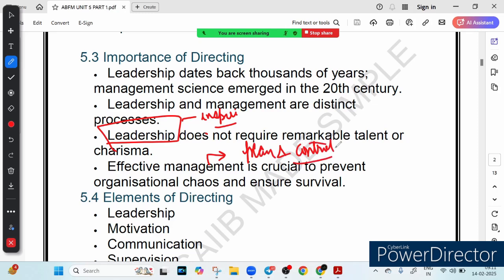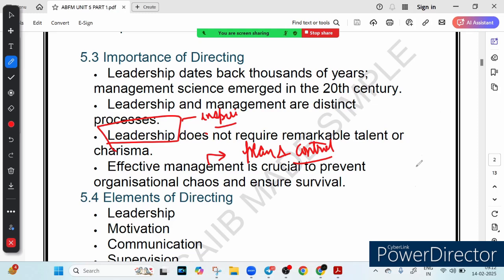But here is the shocker: you don't need to be born with leadership skills, you can learn them. Yes, that is the key point. So a leader inspires, a manager plans and controls. Now an organization without strong management is like a football team without a coach. It may have great players, but without proper direction it is bound to fall, right?